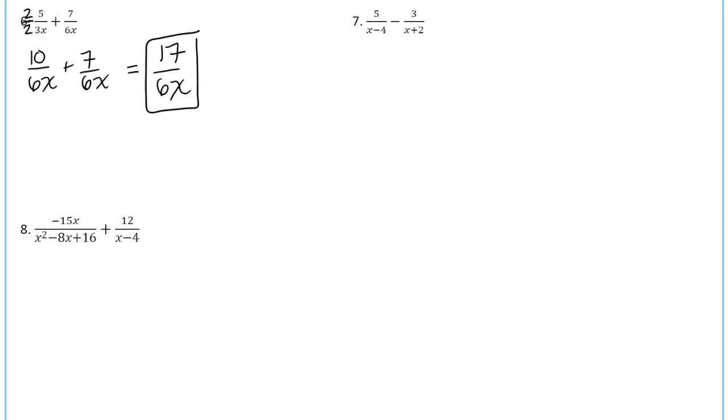It doesn't simplify, so we're done. All right, let's do number 7. In this one, it's not as simple as multiplying by one number. I can't multiply x plus 2 by negative 2 to make it x minus 4. It won't work that way. So what I'm going to do is multiply by the denominator for both. So I have x minus 4 over x minus 4, and for my first fraction, I need to multiply by x plus 2 over x plus 2.